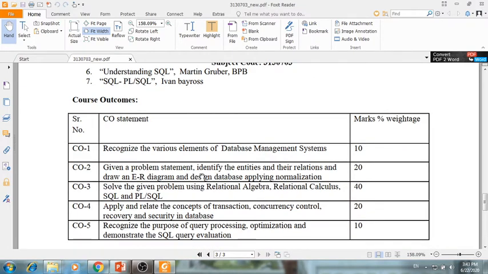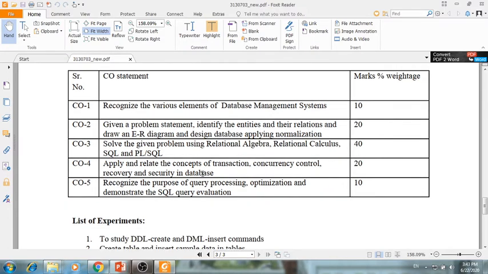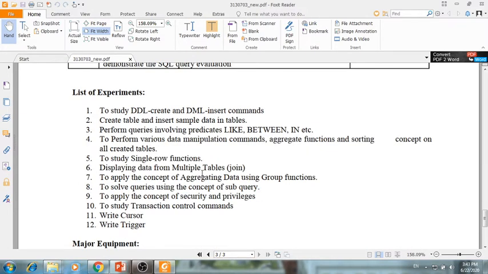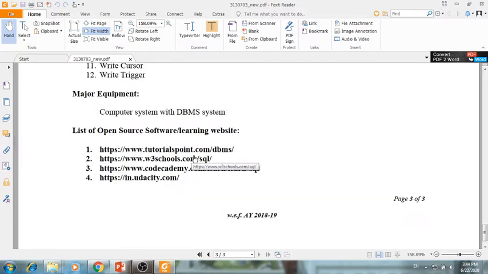We have already covered the course outcomes on orientation day, so I am not going to discuss them in detail. Let's see the list of experiments. In total we have 12 practicals. We will discuss them in detail in the laboratory session. The last one is open source software for learning and websites. You can also learn DBMS by using open sources like Tutorials Point, W3 Schools, Codecademy, and Udacity. So this is all about the DBMS. Let's move forward.